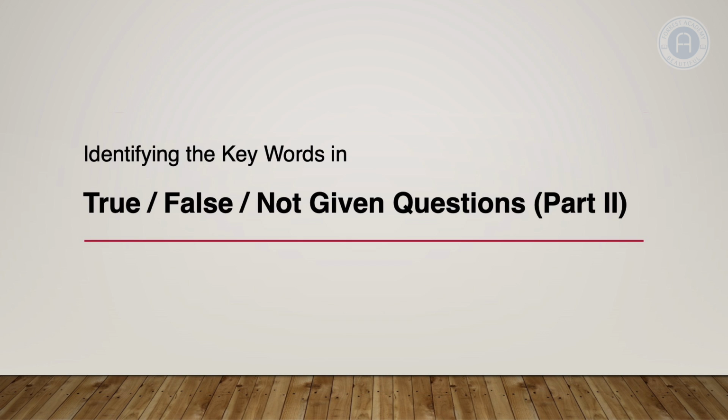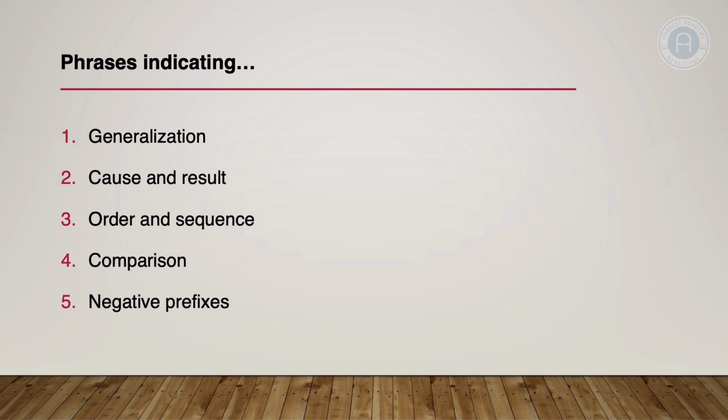If you've watched that video, then you know that when we read these statements, we've got to keep an eye out for phrases that indicate, number one, generalizations, number two, causes and results, number three, order and sequence, number four, comparisons, and number five, negative prefixes, among other things, of course. So I suggest you watch that video to get a better picture of what we're about to do.